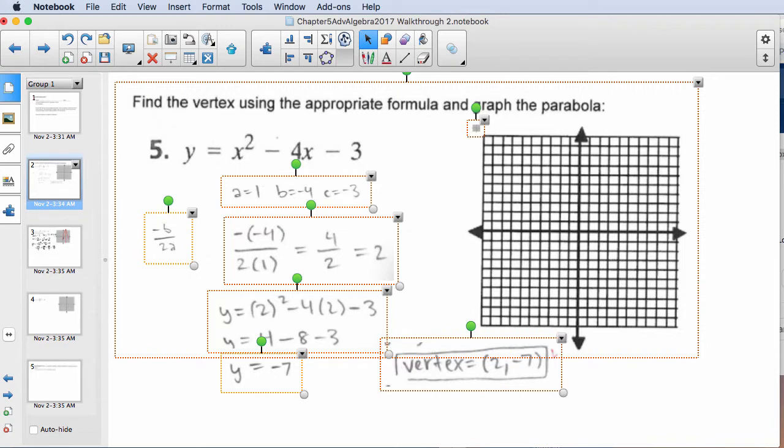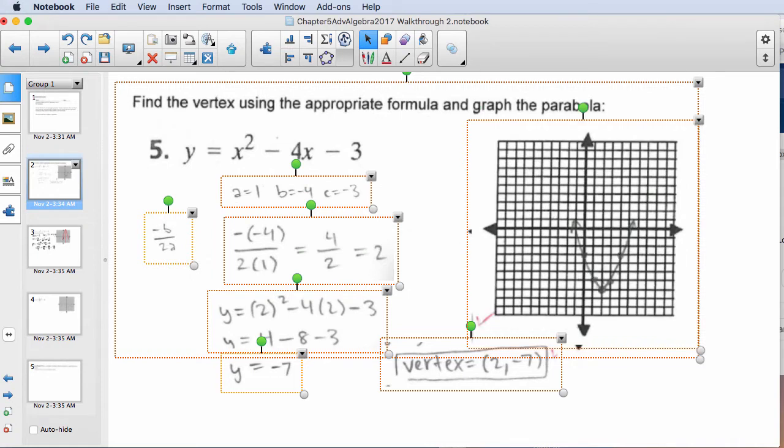We go ahead and plot that point. We also then will plot the y-intercept and the reflection across the axis of symmetry, which brings us over to the point (4, negative 3). And those 3 points plotted on the graph are right there.